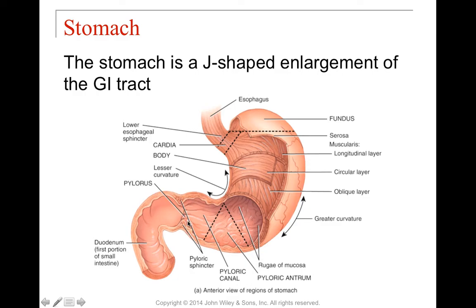This is the pyloric sphincter. So the sphincter at the top of the stomach is the lower esophageal sphincter. At the bottom of the stomach is the pyloric sphincter. This is the pylorus region. Again, this enters into the duodenum of the small intestines. And when we talk about the liver and the gallbladder and the pancreas and how they secrete these different things like bile and digestive enzymes into the duodenum, they're going to be secreting them right here.